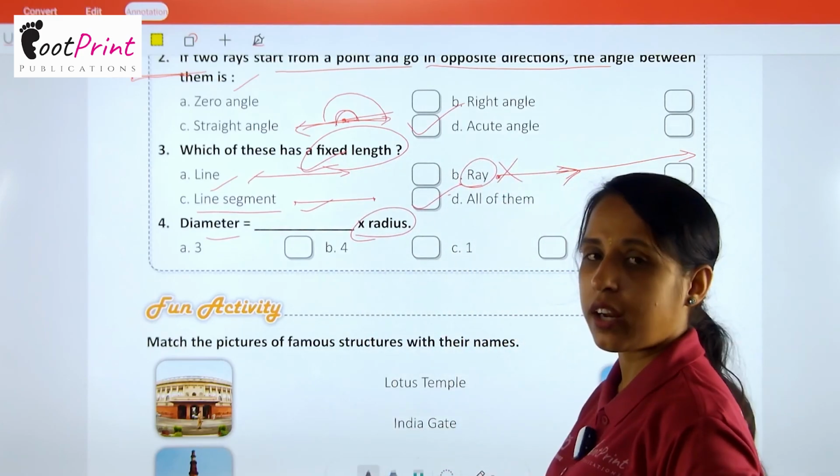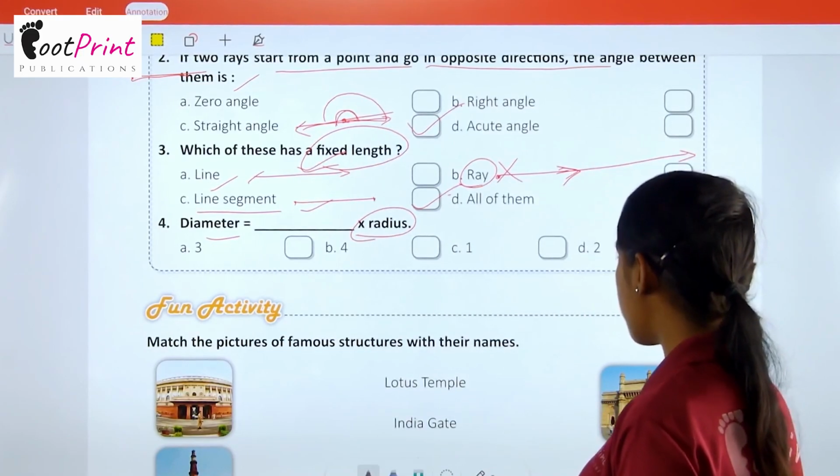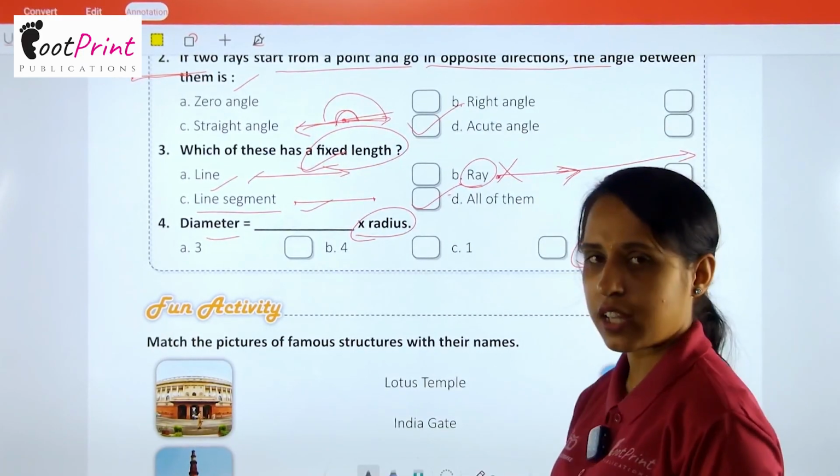Next one is diameter equals to blank into radius. So we know that diameter is twice the radius. That blank will be filled by 2, and our answer D is correct.